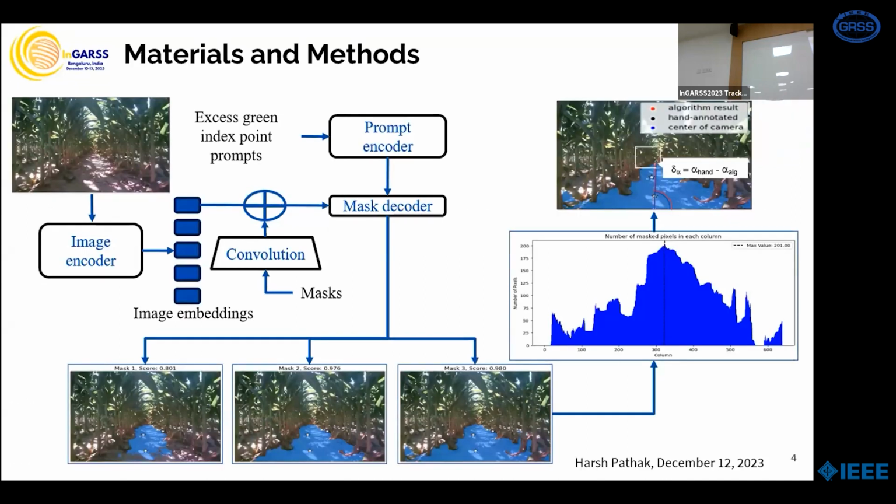So if we talk about the materials and methods, the images were taken from the Intel RealSense D455 stereo-based camera, which was placed around 25 centimeters above the ground level. And if we talk about the Segment Anything Model, the general structure has an image encoder, prompt encoder, and mask decoder.